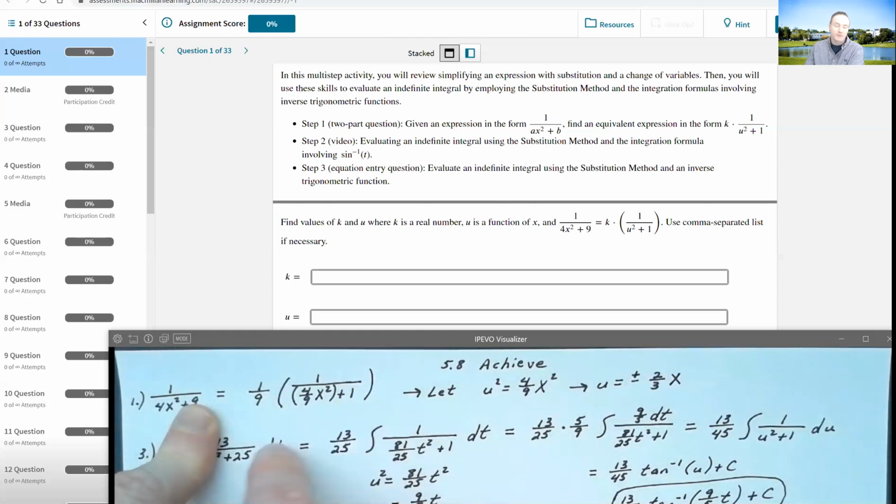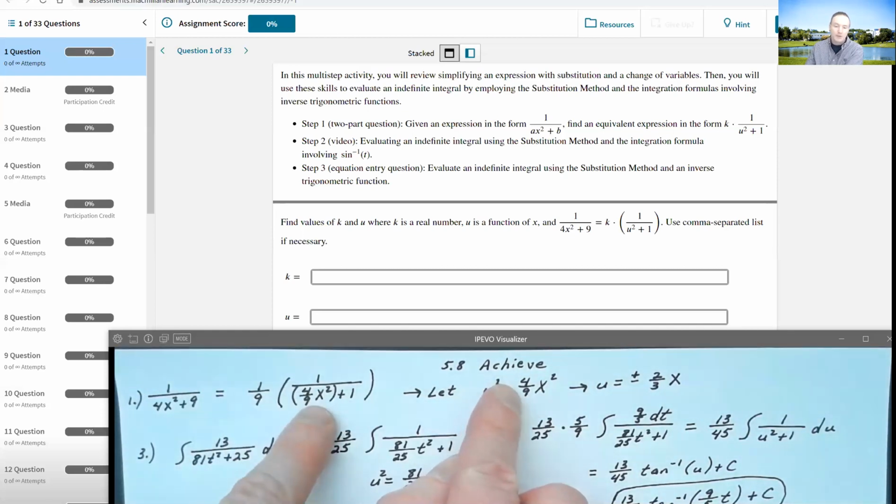Now, the u substitution I would make, because this is going to be some form of an inverse tangent integral, where inverse tangent is 1 over x squared plus 1. So we would say, well, we need this to be 1 over a variable squared plus 1. So I would just let the variable u squared equal 4 over 9x squared.